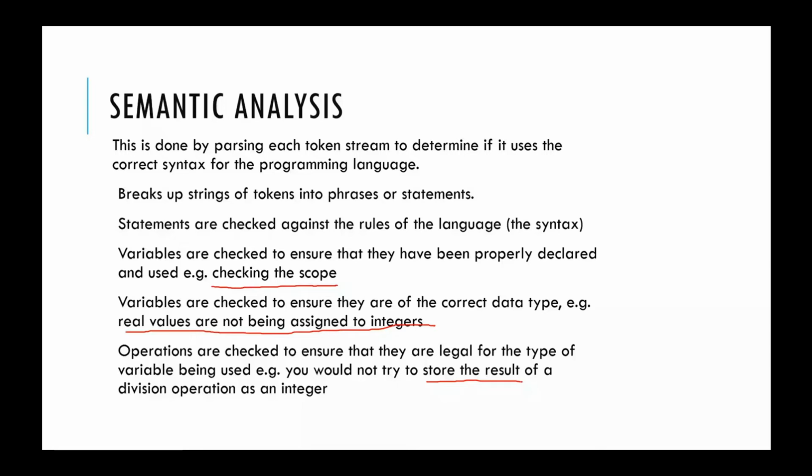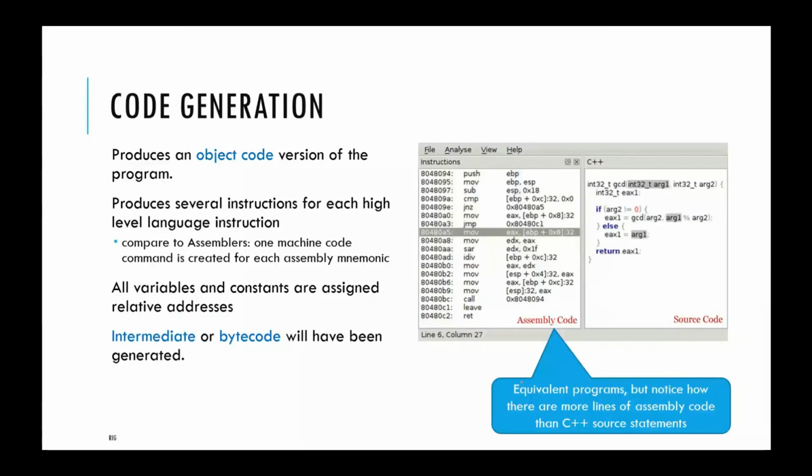Now, once we've got this, we've got a stream of hexadecimal code, binary code at this point. We've checked it, it complies with the rules of the language, it makes sense. We can now turn that into code. And as it says here, this is where it produces the object code.